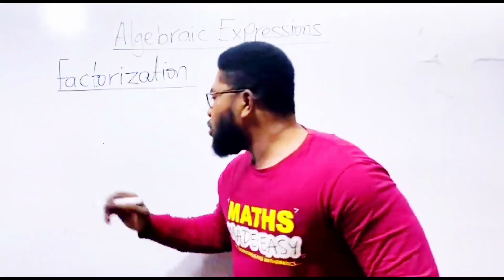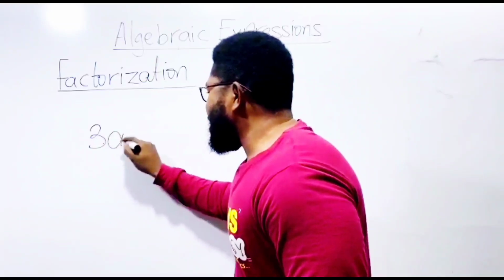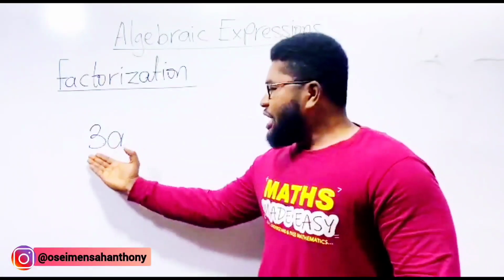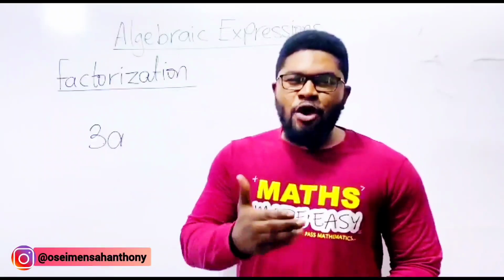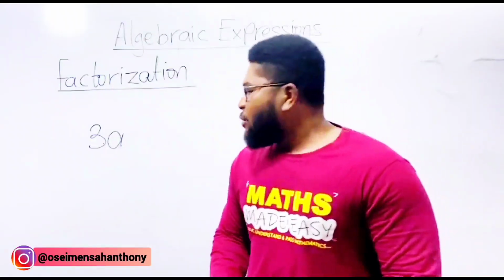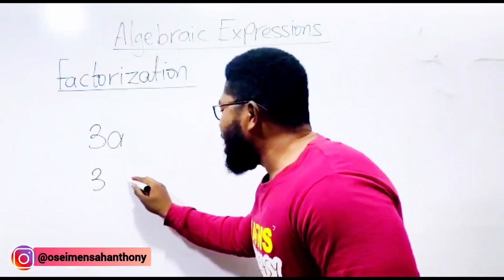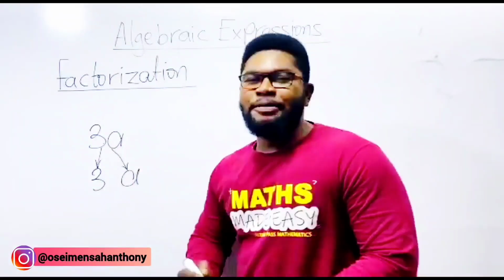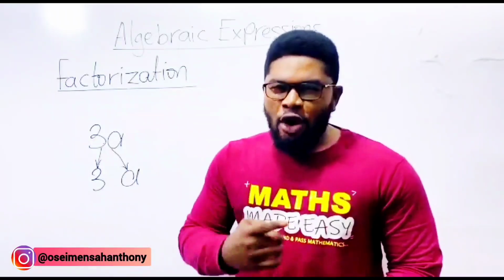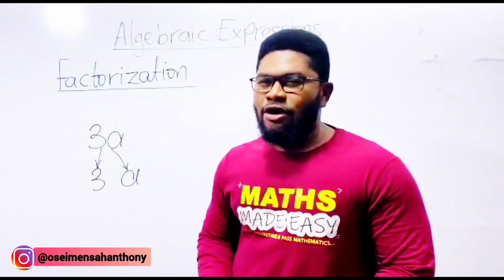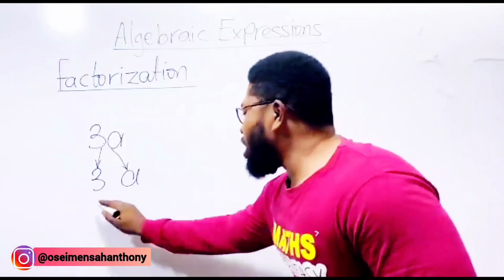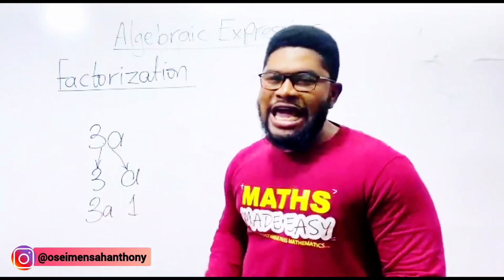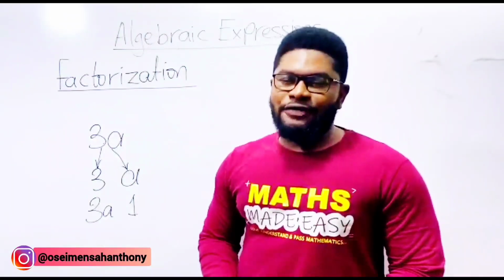For example, when I have 3a, now 3a from the beginning of algebraic expressions is 3 multiplying a. If we want to get the factors of 3a, then we can talk about 3 itself and a as factors. Why? Because 3 multiplied by a gives us 3a. Also, talking about the factors of 3a, we can talk about 3a multiplying 1. So 3a and 1 become factors of 3a.